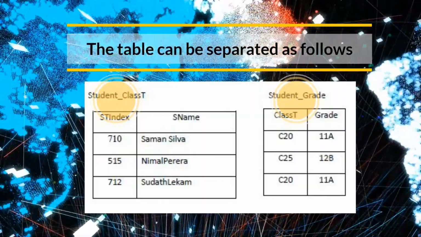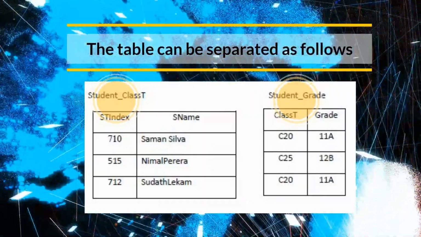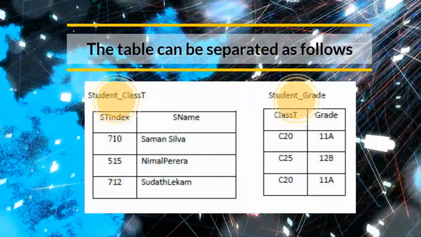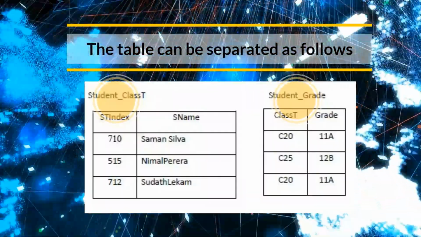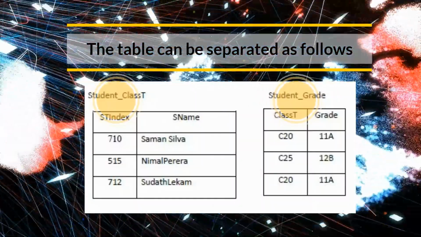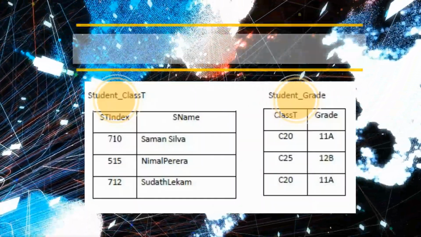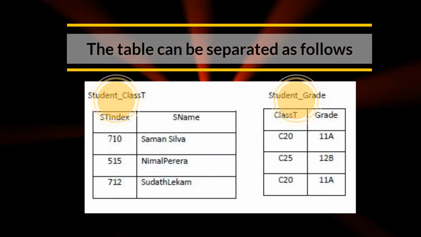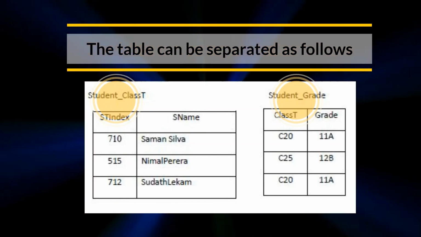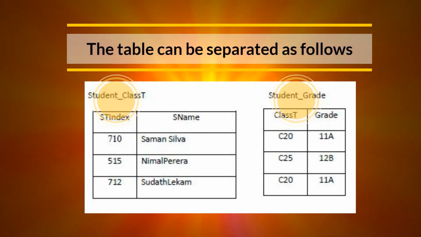Now you can see there are two tables which have been generated called student class T and student grade. Now you can see that the tables have been converted into the third normal form.